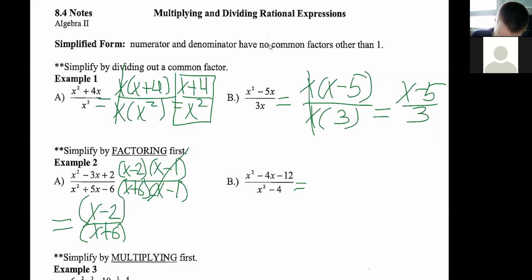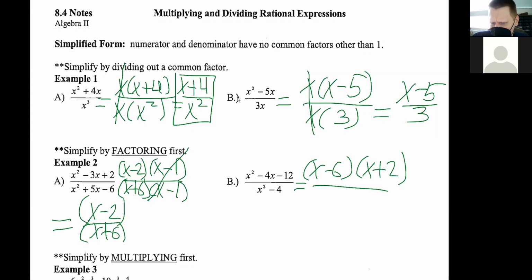For question B, similar idea. If you simplify the top, it would be x, what multiplies to -12 and adds up to -4? Well, x minus 6, x plus 2. What would the bottom factor into, that x squared minus 4? Does anyone know in the chat or in here? How would you simplify x squared minus 4? What would that factor down to?